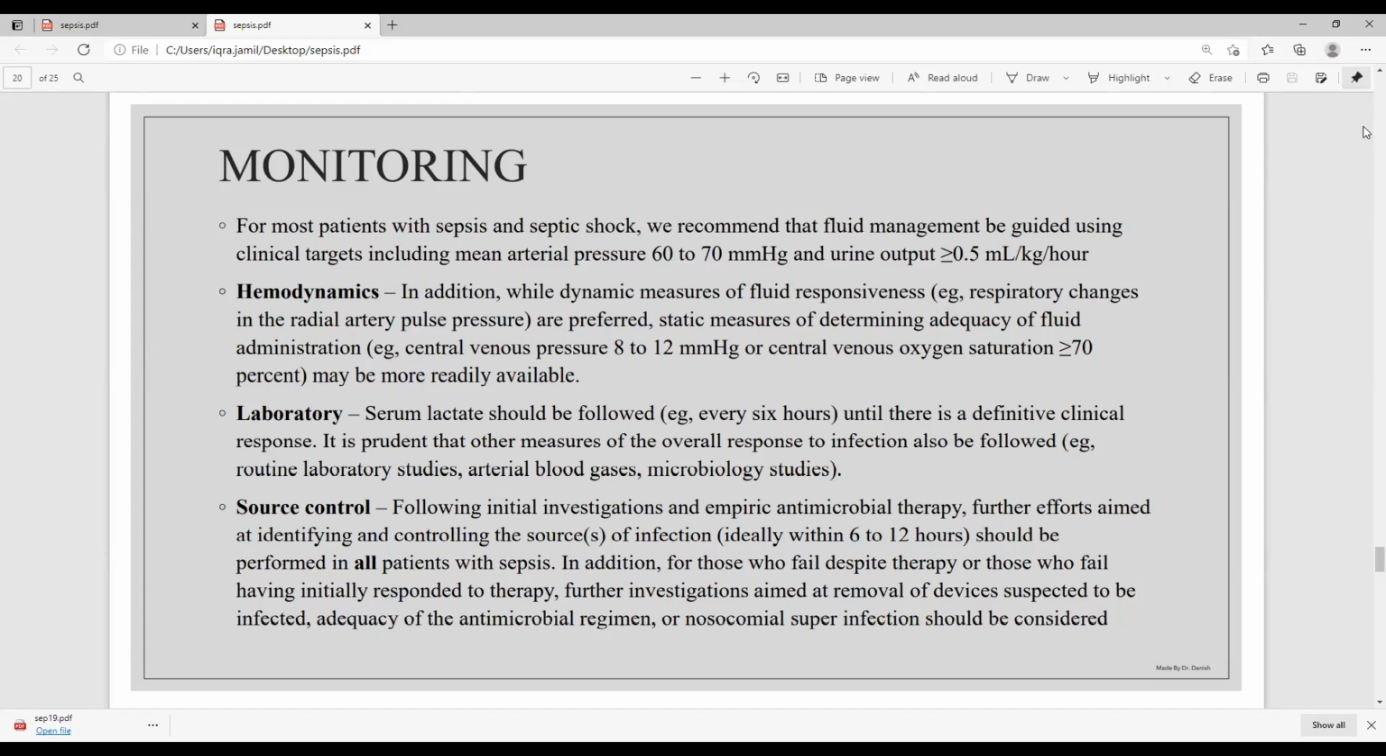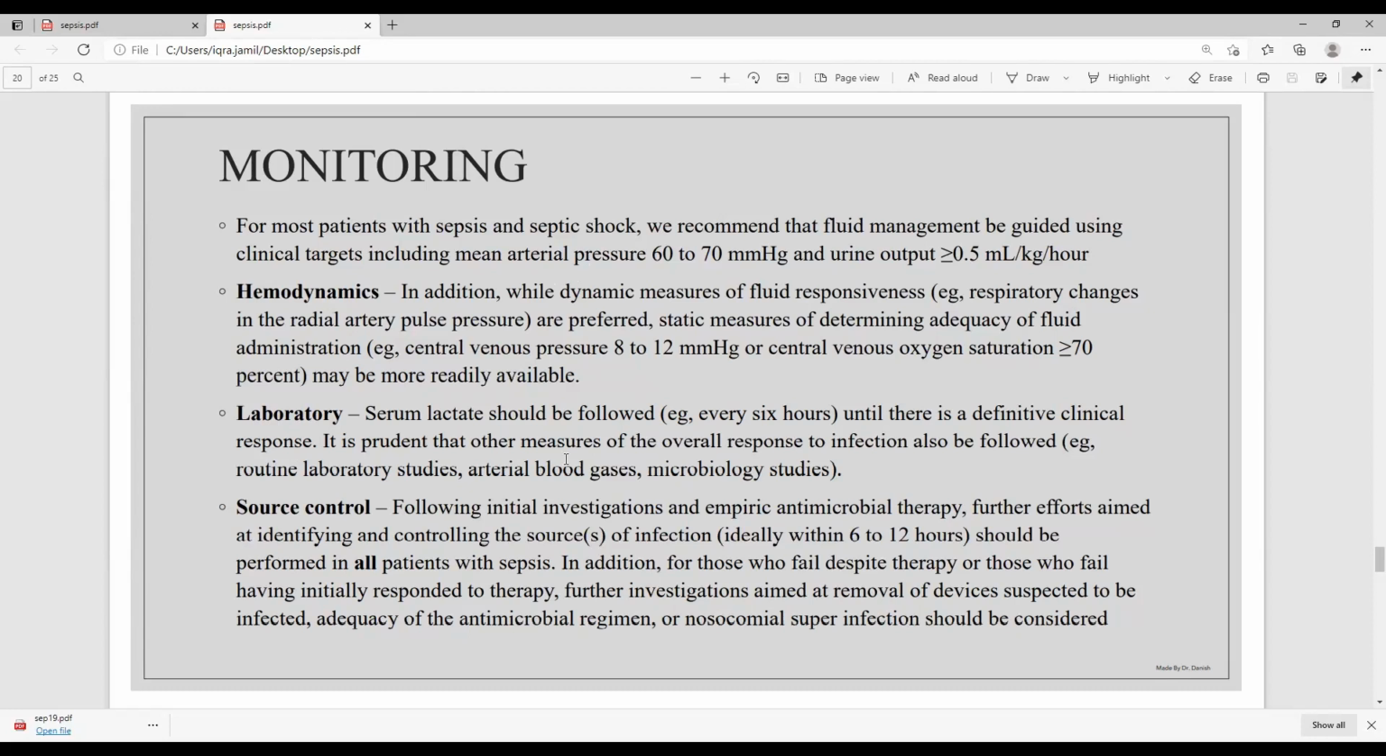So we basically say dynamic parameters are better than static parameters, but we can use both of them to monitor the response of sepsis and septic shock management. Dynamic parameters are pulse pressure variation, stroke volume variation, and inferior vena cava collapsibility index, and static parameters are central venous pressure, central venous oxygen saturation more than 70, urine output, heart rate, and blood pressure. These are all measures for the response to vasopressors and fluid resuscitation.